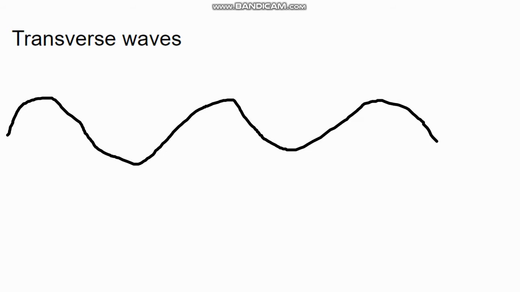So there's two types of basic waves, transverse waves and longitudinal waves. For transverse waves, imagine you take a string and you shake it up and down. You would get something like this, and it would be moving from side to side. And a transverse wave is basically a wave that moves from side to side like this.